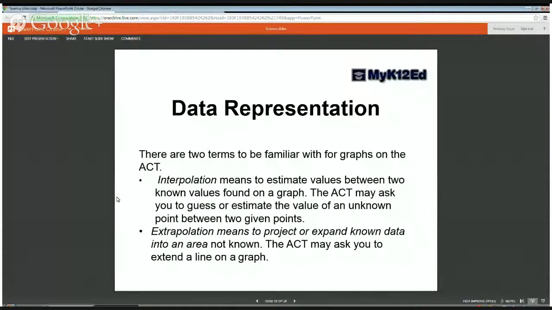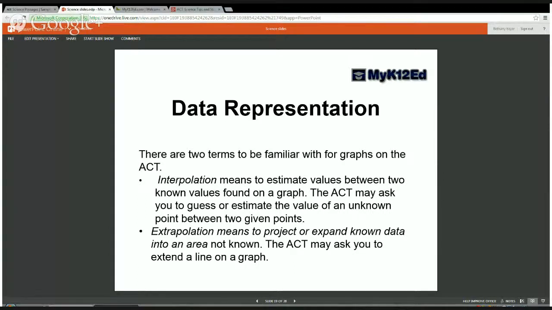Okay, so we left off, we were talking about data representation and how that looks on the passages on the ACT. So there are two terms to be familiar with for graphs on the ACT. Interpolation means to estimate values between two known values found on a graph. The ACT may ask you to guess or estimate a value of an unknown point between two given points. That's just one type of question that may appear on the data representation passages.